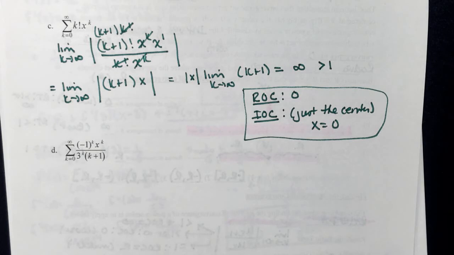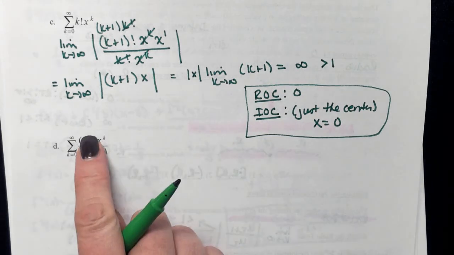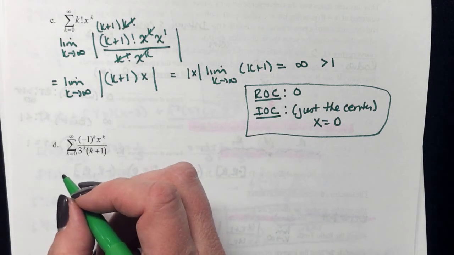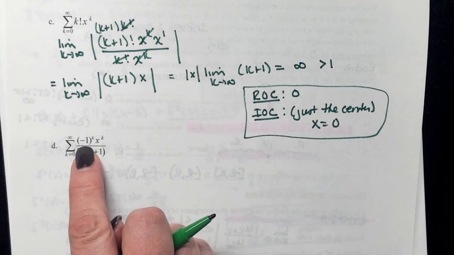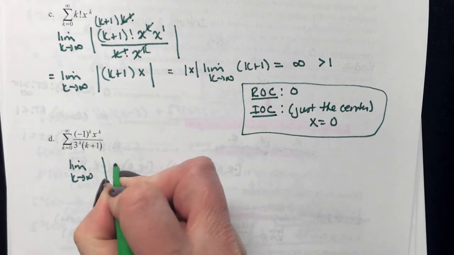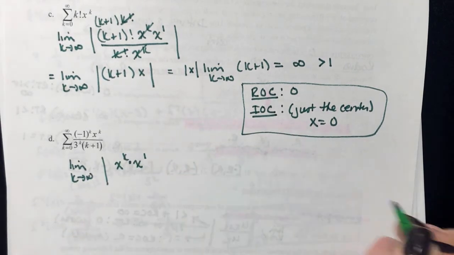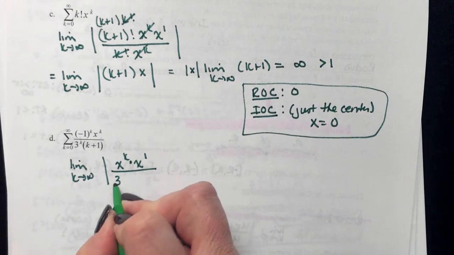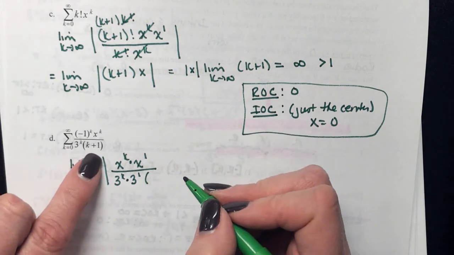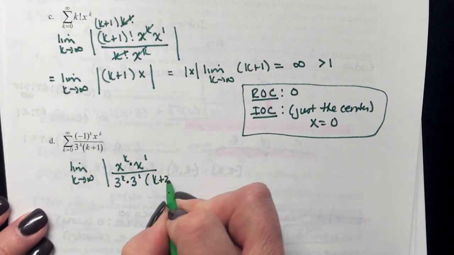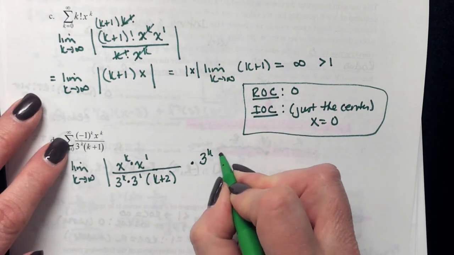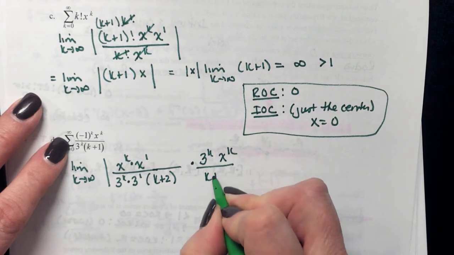Now let's take a look at D. Now D, I do know I have the alternator, but I'm doing the ratio test for absolute convergence, so I'm taking the absolute value when I do the limit. So I can just simply drop that alternator since I'm doing the absolute value. So I have the limit as k goes to infinity, the absolute value of x to the k times x to the first over 3 to the k times 3 to the first. Now be careful, this is k plus 1, which will give me a k plus 2. Divided by, or multiplied by, the reciprocal, 3 to the k, x to the k, all over k plus 1.